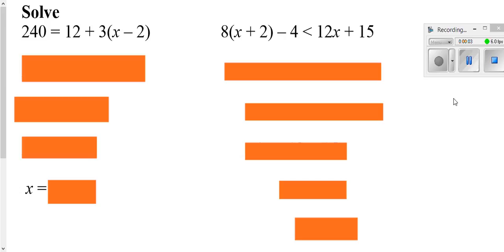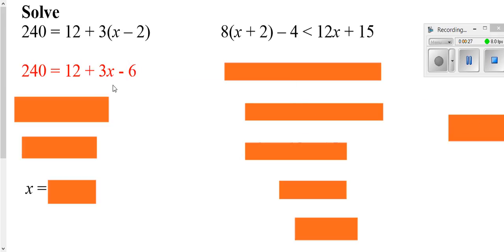We're going to go ahead and review solving equations, solving inequalities, and also graphing lines today. Now, in solving equations, you want to try to get x on one side all by itself. Same idea with solving inequalities. So the first thing we want to do is distribute through the 3 by getting rid of the parentheses.